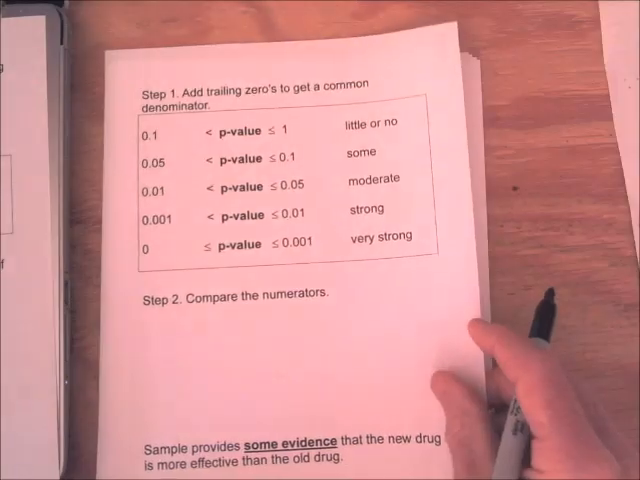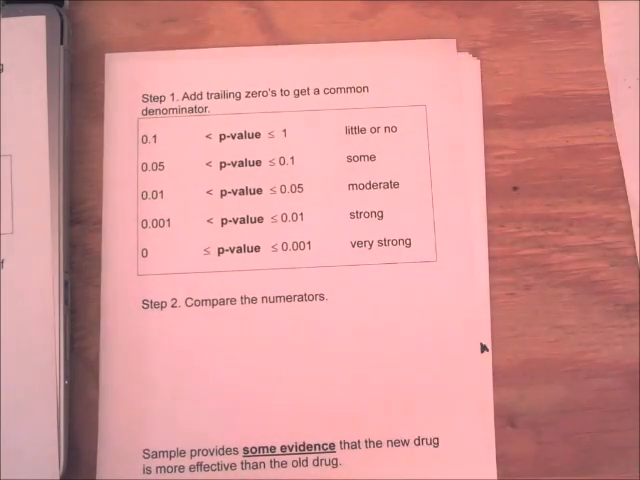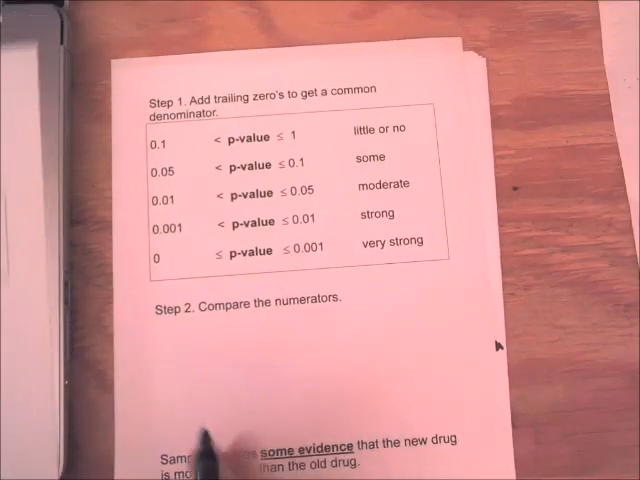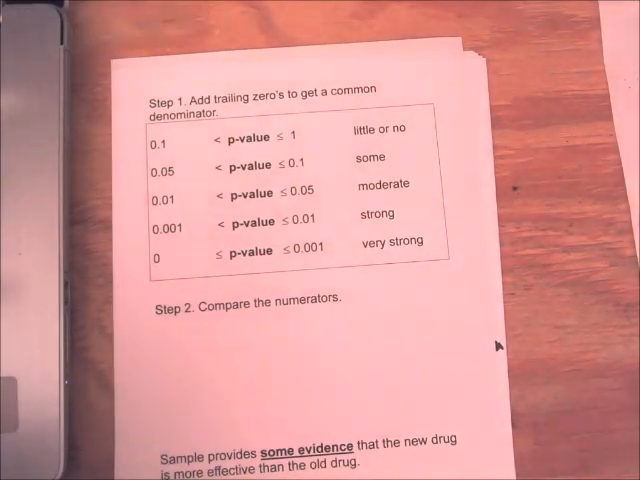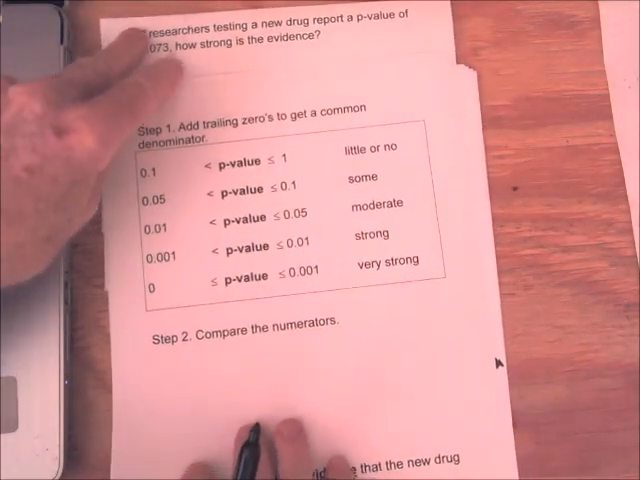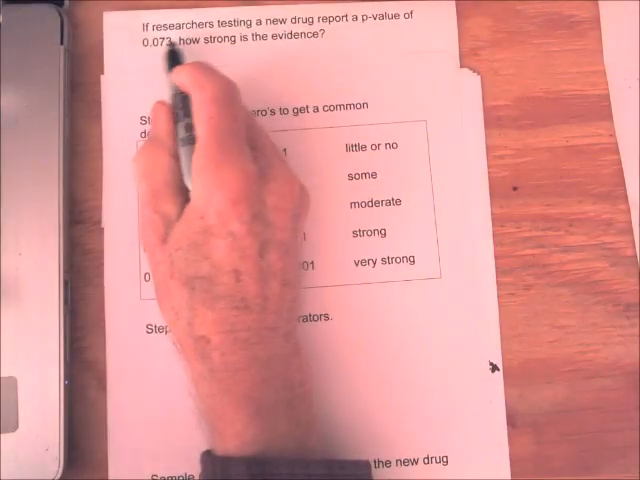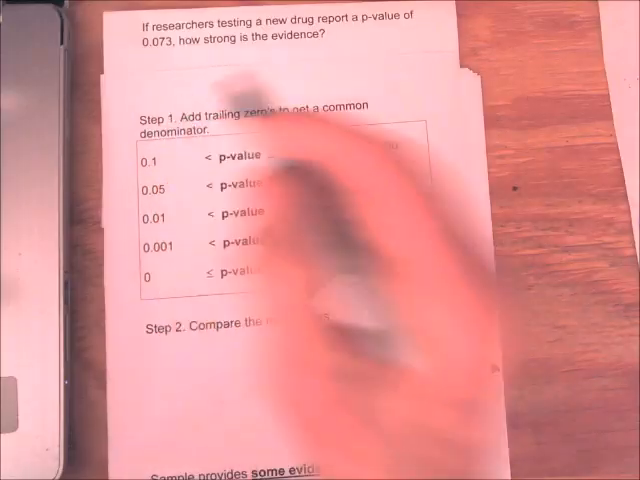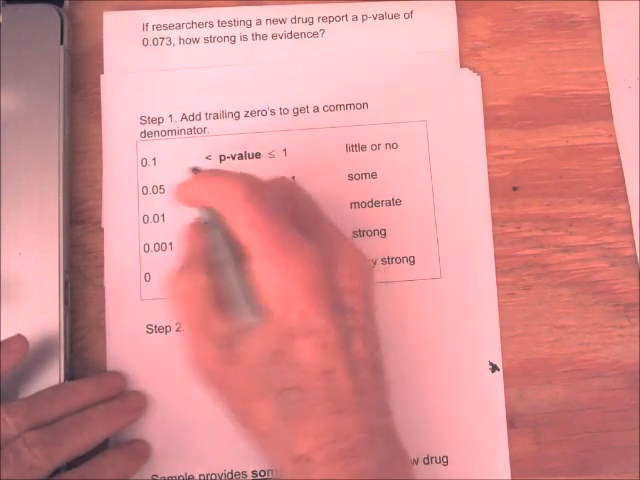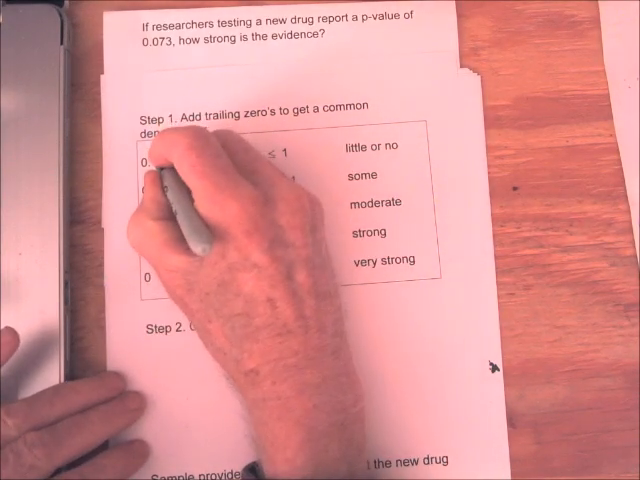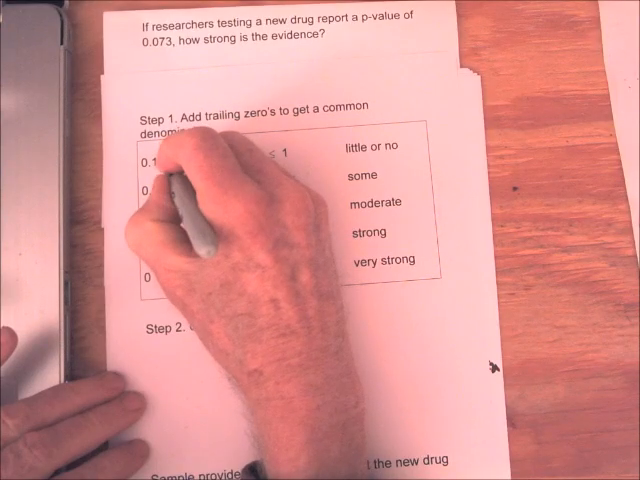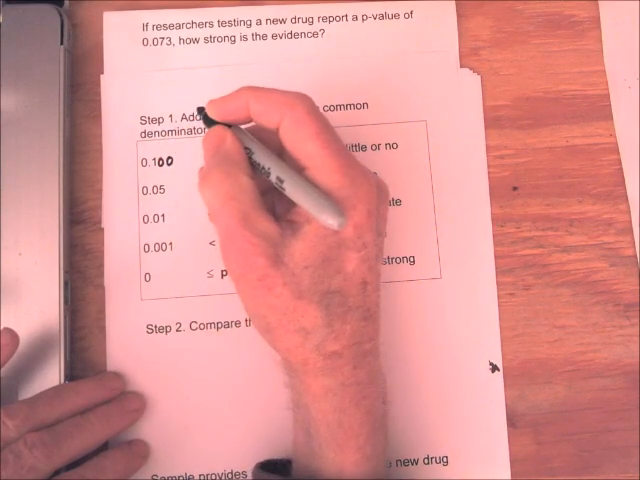So it'll help if we add trailing zeros to our chart in order to compare this, to make it easier to compare. So we want our p-value to have 3 digits to the right of the decimal. This is what we're going to use to compare. So if we add trailing zeros, so that all these have 3 digits to the right of the decimal, this is going to be 0.100.